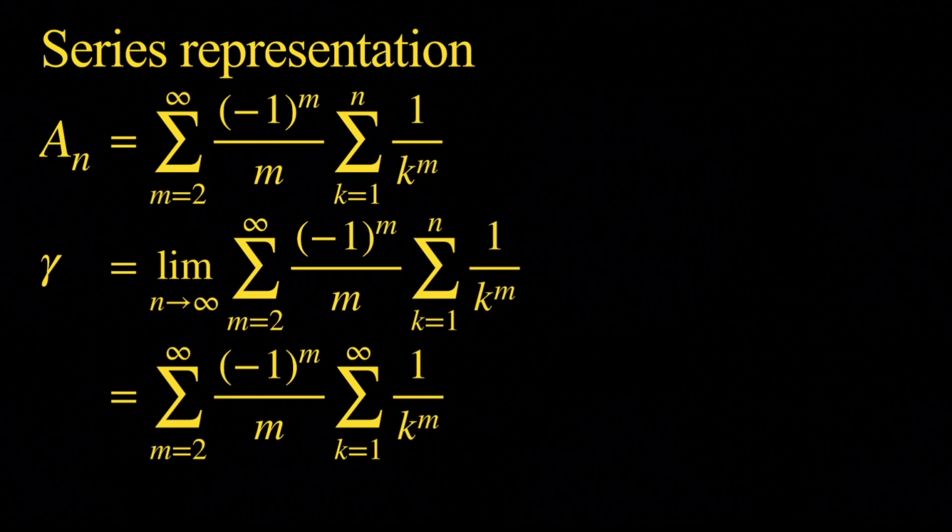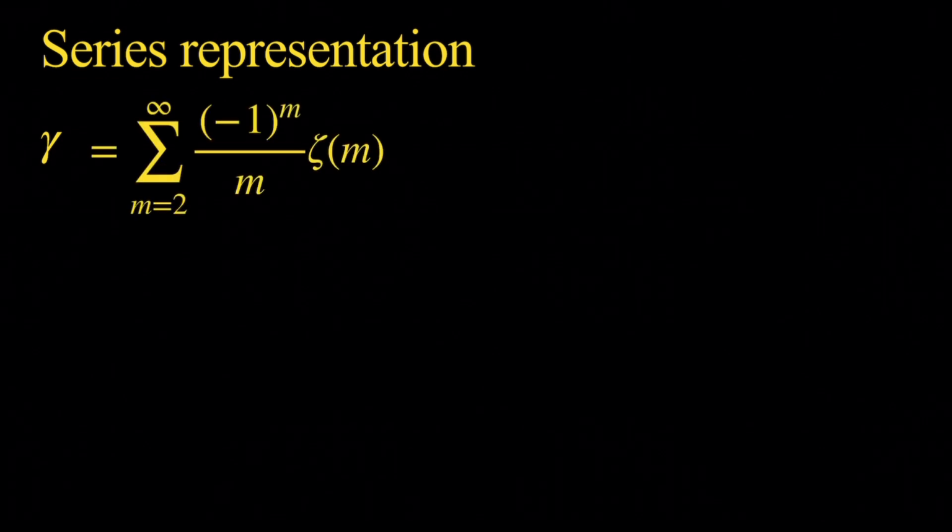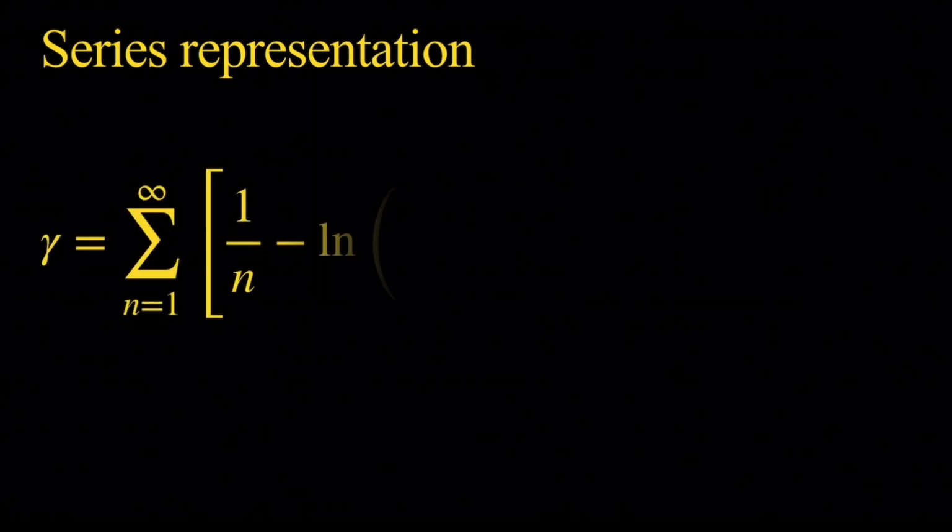Well, the sum as k goes from 1 to infinity of 1 over k to the m can be expressed as the Riemann zeta function evaluated at m. So we're going to get that gamma is equal to the sum as m goes from 2 to infinity of negative 1 to the m divided by m times zeta of m. So we just proved that gamma is equal to these two series.